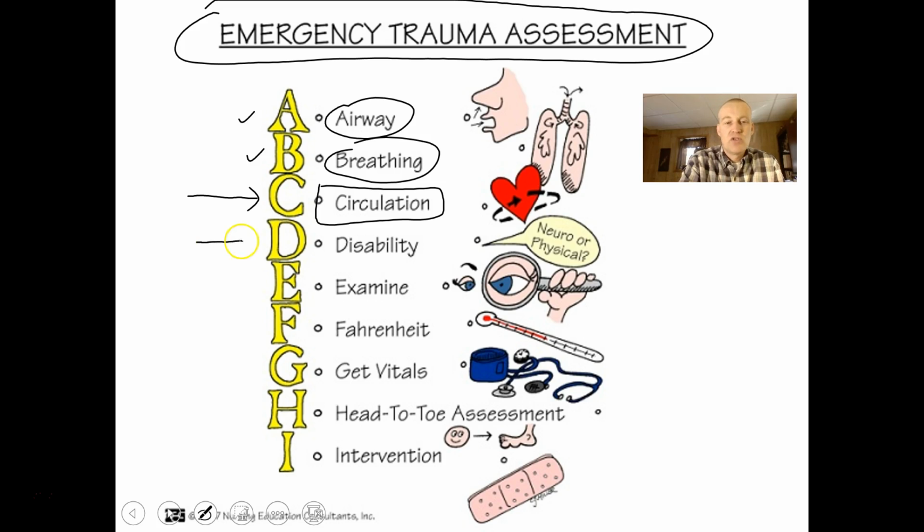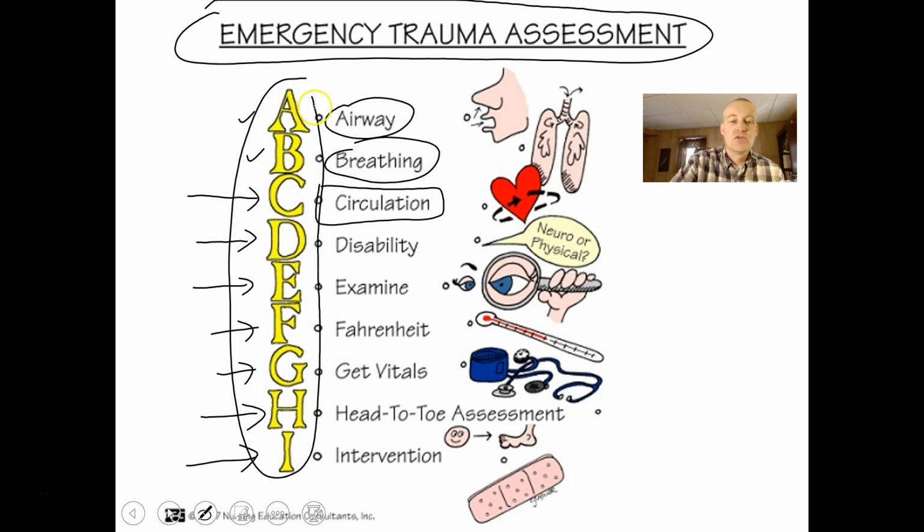After we do circulation, we look for any kind of disabilities. Then we can examine other aspects, take temperatures, get vital signs, do a head-to-toe assessment, and then we can begin to do an intervention and treat what's wrong with the actual person. These A, B, C, D, E, F, G, H, I's are really important to learn, because if you are an EMT, a paramedic, a nurse, a doctor or physician's assistant, you should be able to assess your patient very quickly so that you can help them to live and survive, especially if they're unconscious.